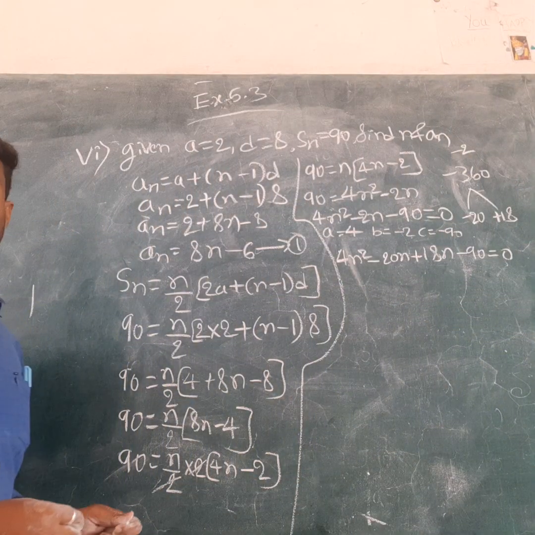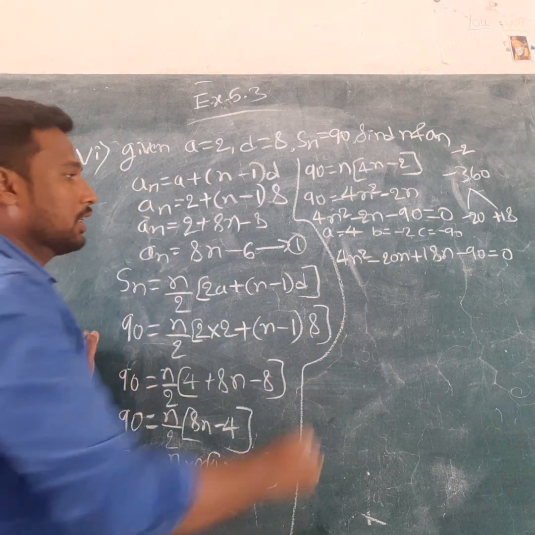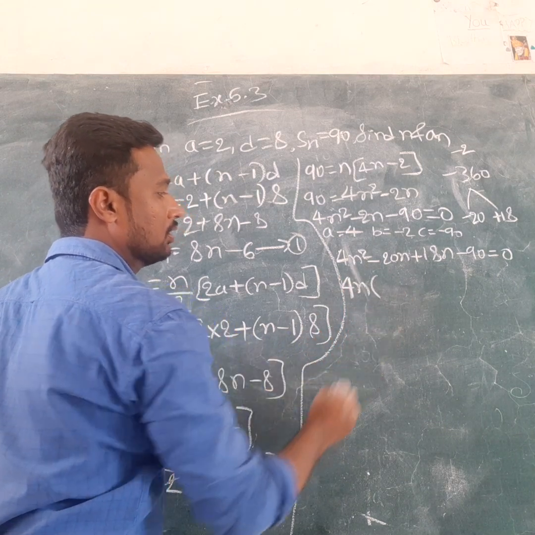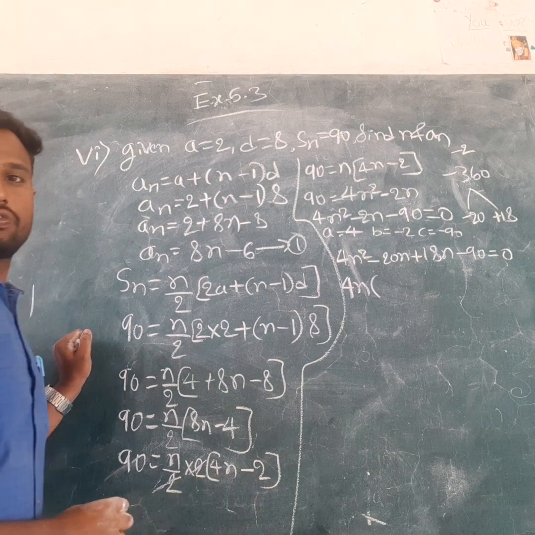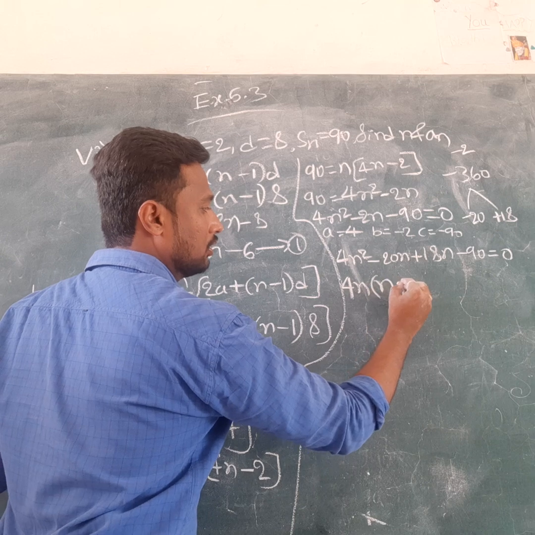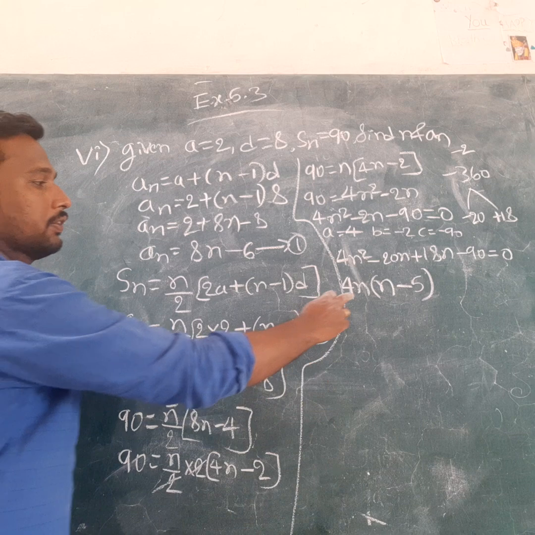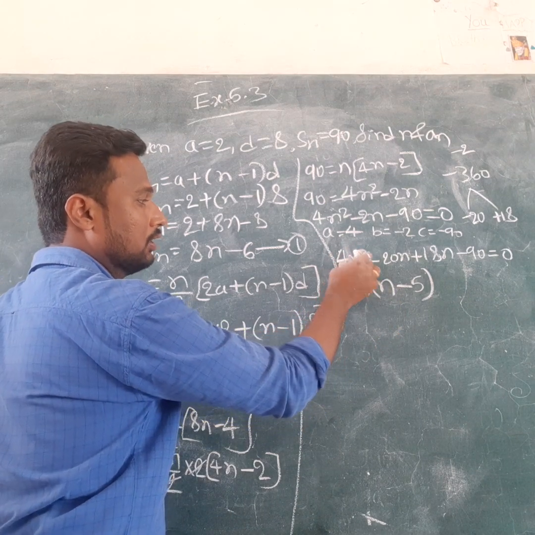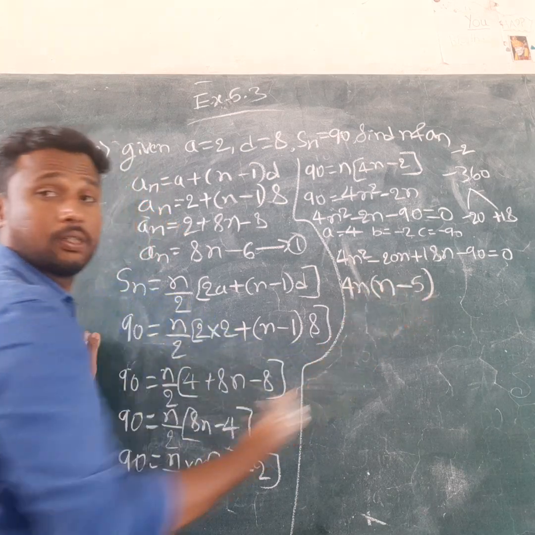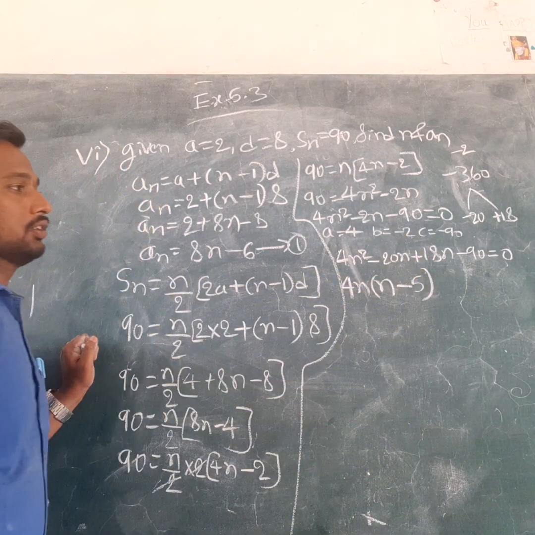So now in 4n square minus 20n, what can I consider as common? 4n. So here, if I consider 4n into n minus 5. Why? 4n into n means 4n square only, and 4n into minus 5 means 4 into 5, 20. So minus 20n.